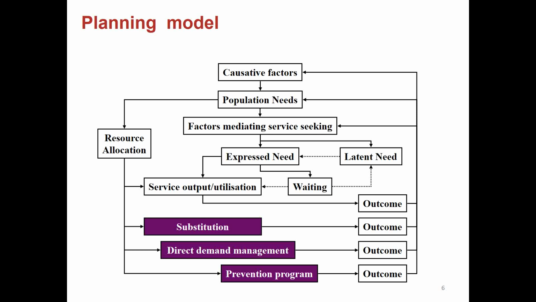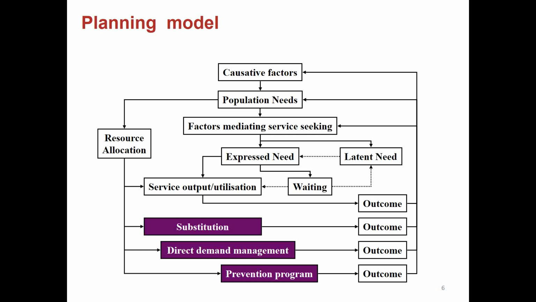So this is the comprehensive planning model. You can see the top is really similar to the service model provided, but for the full planning model, we need to take into consideration the causative factors, needs of the population, factors mediating service seeking, and the level of expressed need and latent need. Then we design the service, and we consider the utilization of service versus the waiting that we create, because of the gap between service capacity and the demand for services.